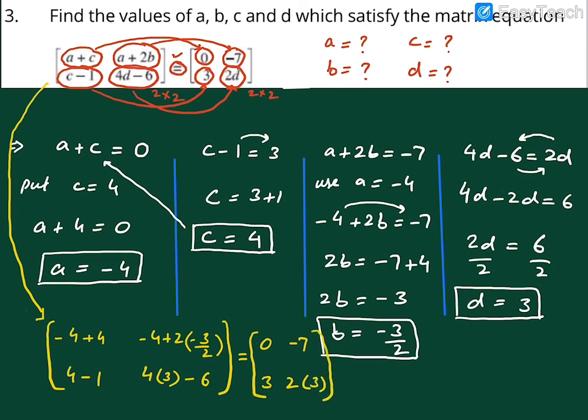So you can see now here, 4 minus 4 is 0. And 2 cancels the 2, minus 4 and minus 3 is minus 7. 4 minus 1 is 3 here. 4 times 3 is 12. 12 minus 6 is 6, equal to 0, minus 7, 3 and 2 times 3 is 6. Now you can see both matrices are the same. So we have verified our solution.